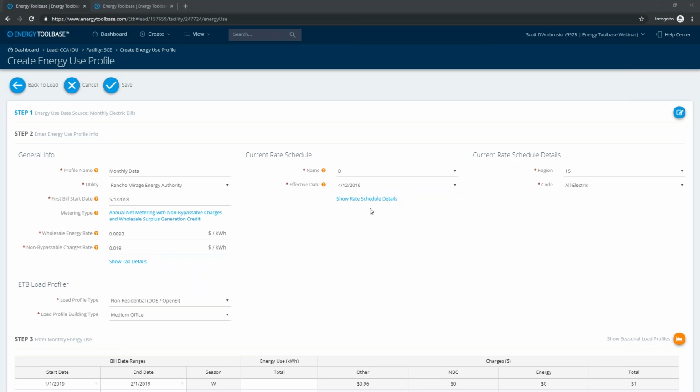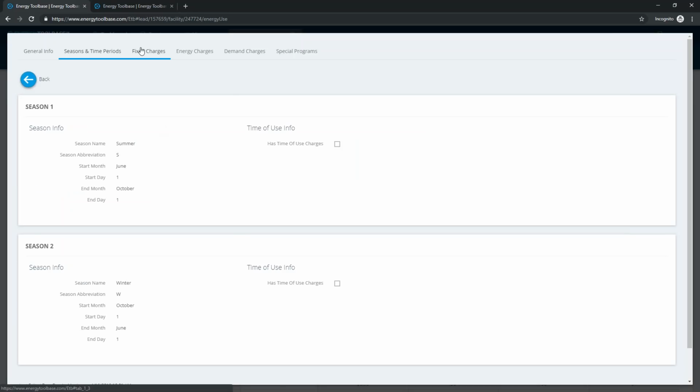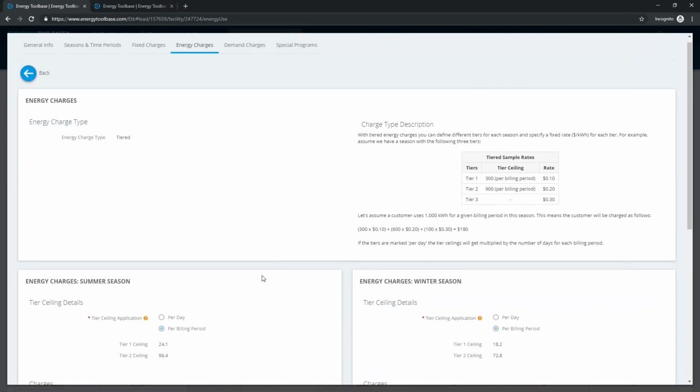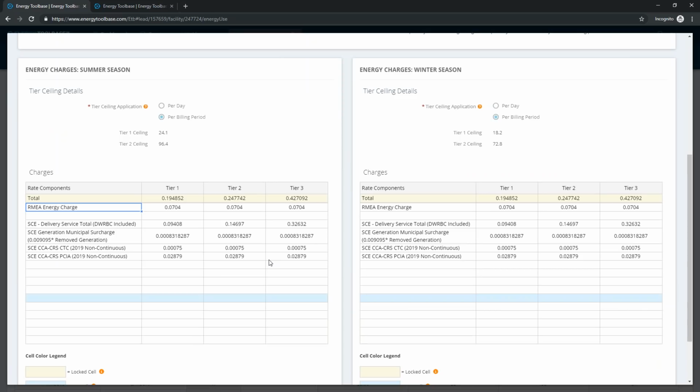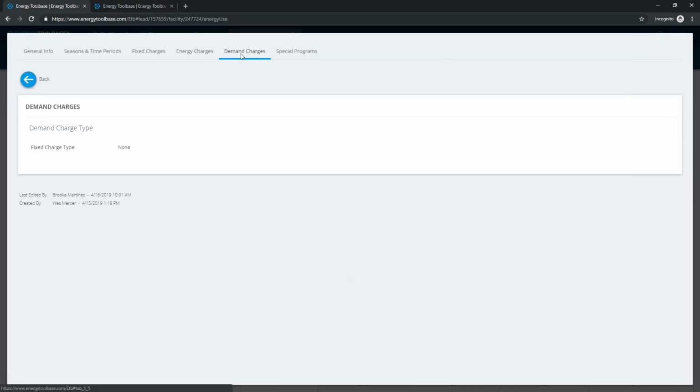One thing I think Energy Toolbase does a fantastic job on is being transparent with our user base. We're not in front of the clients, you are. So if you hit this rate schedule hyperlink here, this is going to break down this rate for you. We're going to give you a summary of the rate. We're going to break down the seasons and time periods, the fixed charges, and the energy charges. And you could see here what Jory was noting. You'll see the CCA charges and you'll see the major IOU charges underneath there. And to the right here, you're going to see this is a residential rate schedule, but if there was demand or any special programming like peak day pricing or critical peak pricing will be noted here.